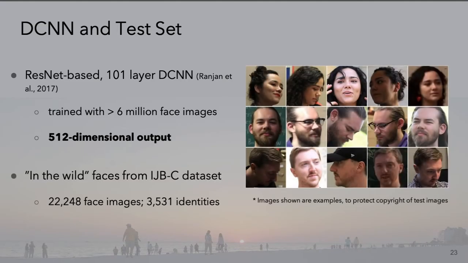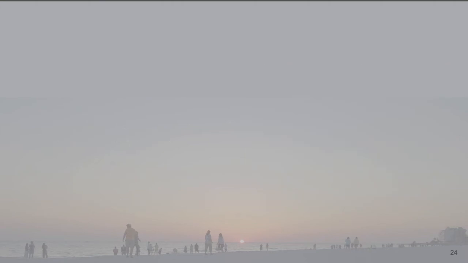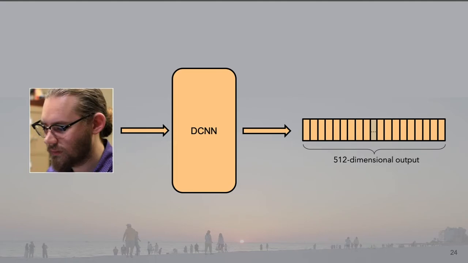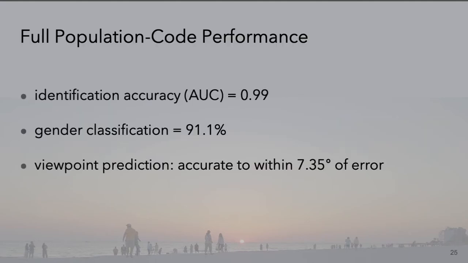We tested the network using in-the-wild images of over 3,500 identities. Each image in the test set was processed through the network to obtain the full dimensional output. Output vectors were compared to measure the similarity of two face images for identification, or used as input into linear regression models to predict gender or viewpoint. Using the full descriptor, identification accuracy measured by area under the ROC curve was nearly perfect. Gender classification accuracy was 91%, and viewpoint could be predicted to within about 7 degrees of error.